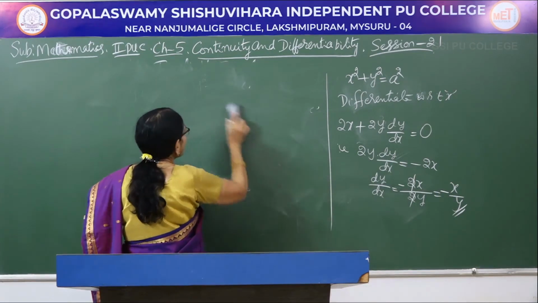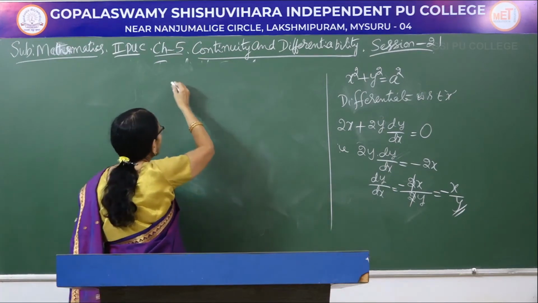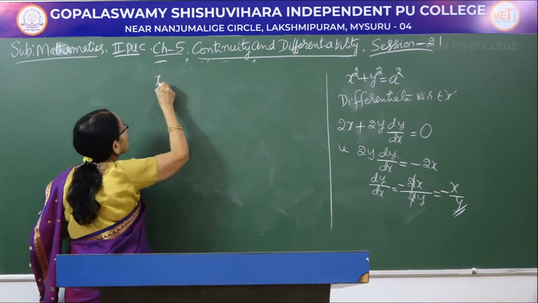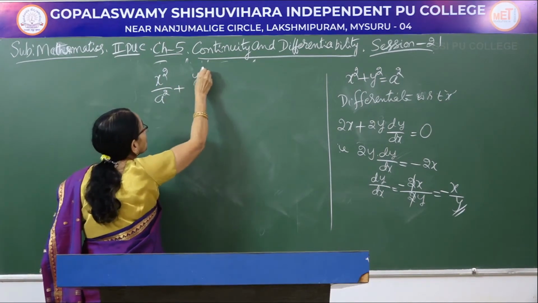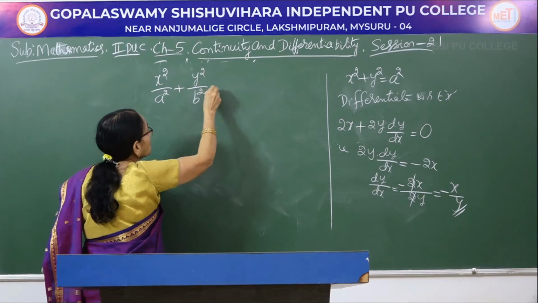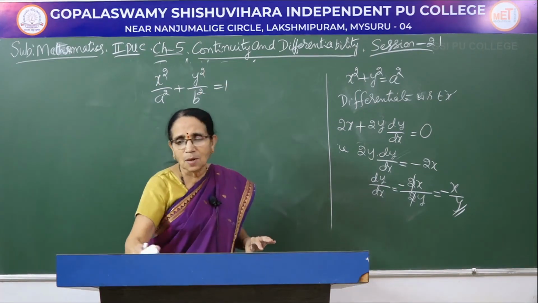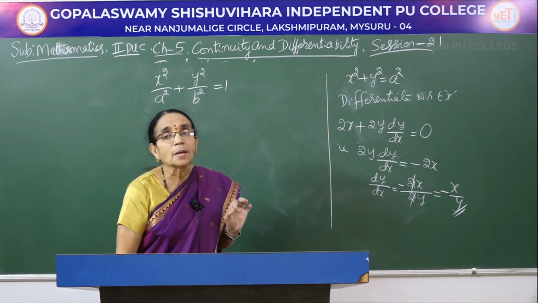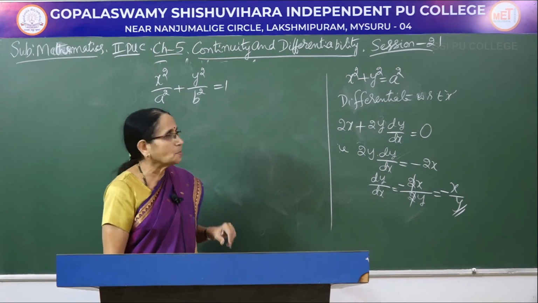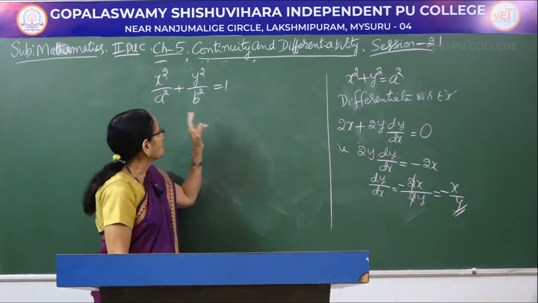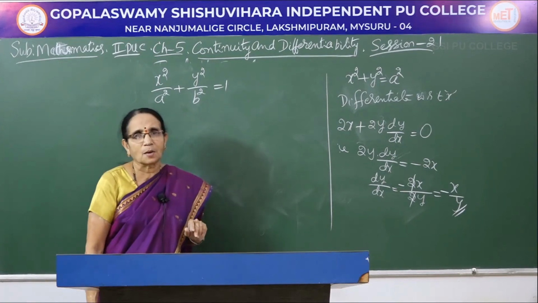Now, let me consider another curve, the equation of another curve which you are familiar. x square by a square plus y square by b square is equal to 1. I hope you remember this one. It is the equation of an ellipse. Again, it is a conic section, the equation of an ellipse. In this one, look here, x square by a square, y square by b square we are having.